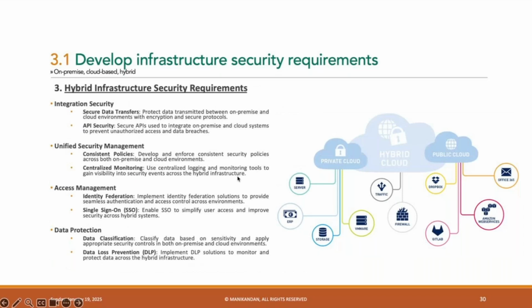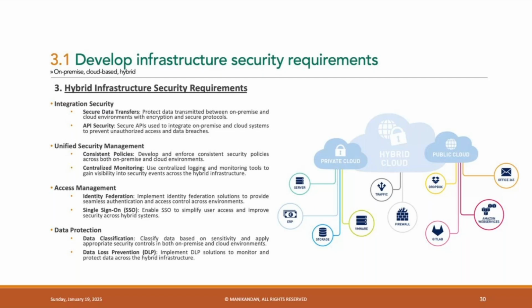So now when we are talking about hybrid infrastructure security requirements, first is integration security. Make sure that when you are transferring data between the cloud provider and on premises, the data is encrypted by implementing secure protocols such as link encryption, SSL/TLS or IPsec. If you are using APIs, which are also called your messengers, secure the APIs used to integrate on-premises and cloud systems to prevent unauthorized access and data breaches.